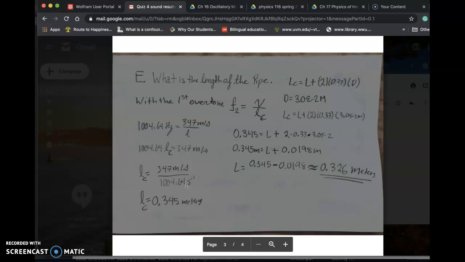And then when you apply that to the LC, what you have is 0.345 is equal to L plus 2 times 0.33 times 3.0 e minus 2 meters, which is 0.345 meters minus 0.0198 meters, which makes the true length to be 0.326 meters.